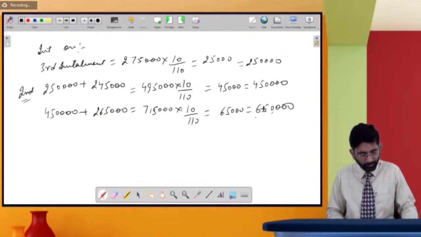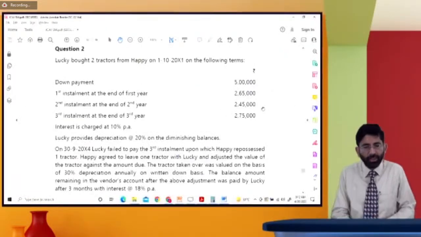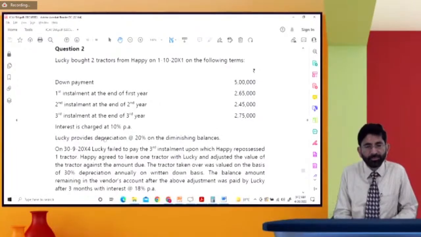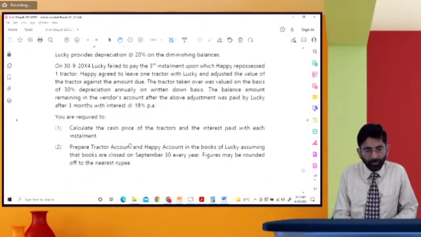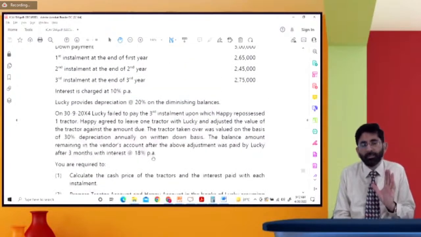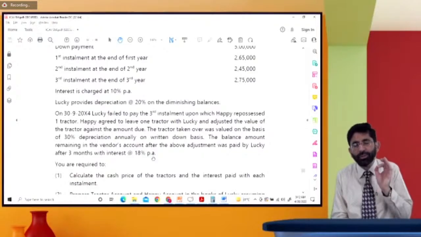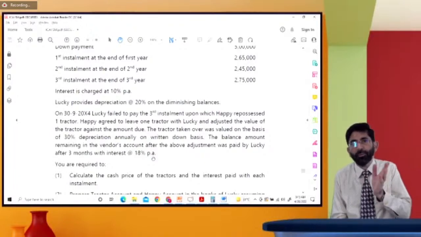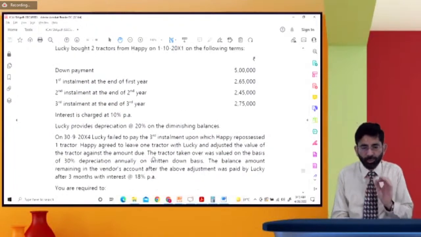Very good. So let's do the next point in this question. Another point is that we have to prepare the tractor account and Happy's account in the books of Lucky, assuming that books are closed on 30th September every year. Other things will be simple. The main part will be the valuation of goods repossessed by the vendor, in two ways: from the point of view of the seller and from the point of view of the purchaser. That will be a more important point in this case.